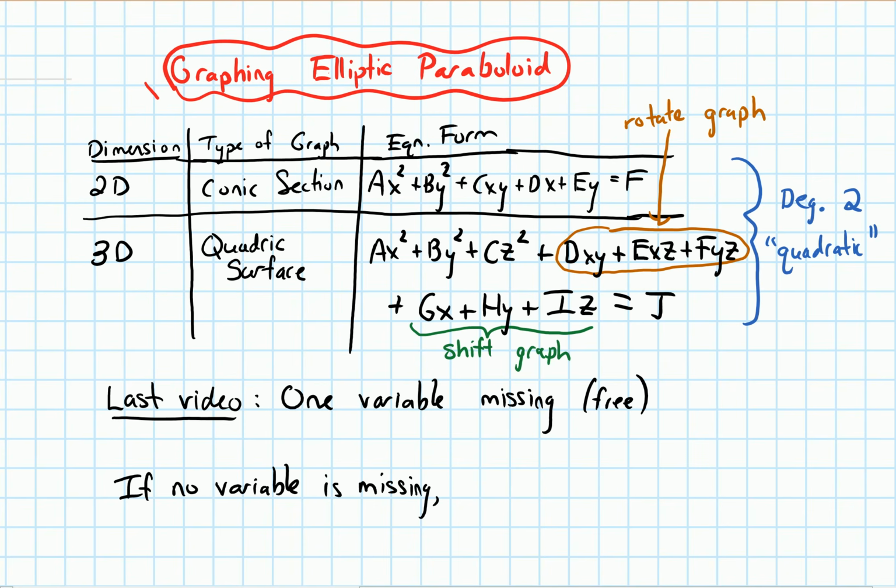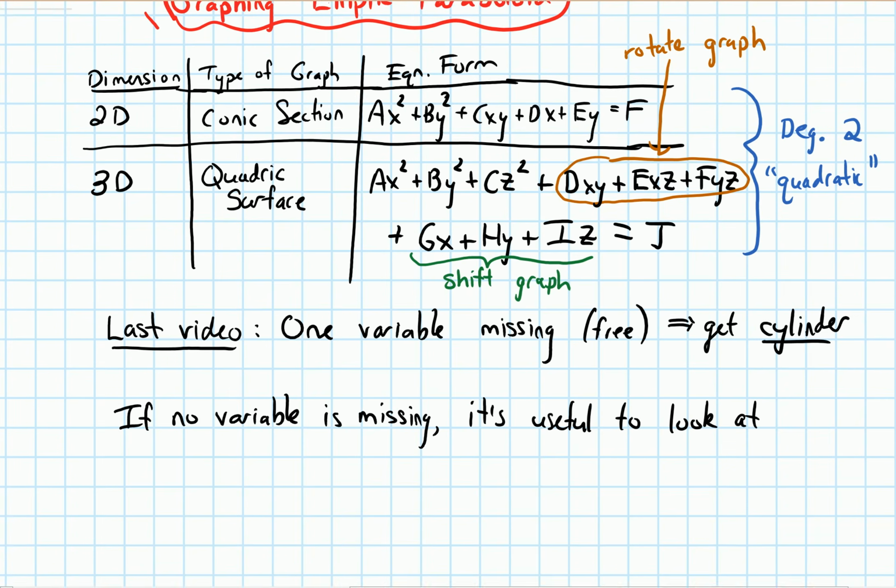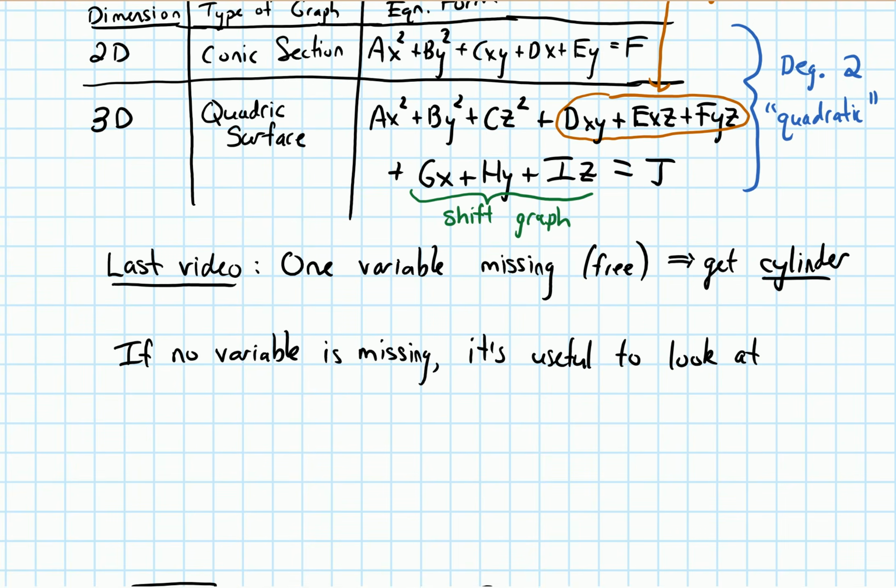All right, so in the last video, we talked about how to graph things where one variable was missing, or we call that free. And when that happened, we get a cylinder. In this video, we'll talk about, well, what if no variable is missing? If no variable is missing, it's useful to look at cross sections of the graph.